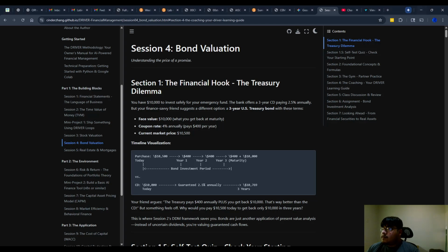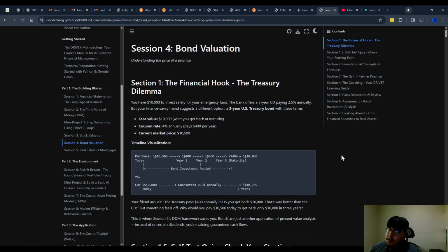All right, Section 4, bond valuation, understanding the price of a promise. We went over sections 1 and 2, and basically it's a treasury dilemma. So you have $10,000 to invest safely for your emergency fund.